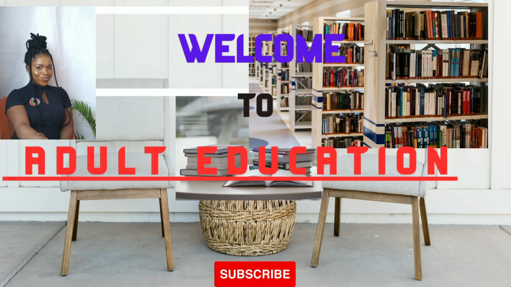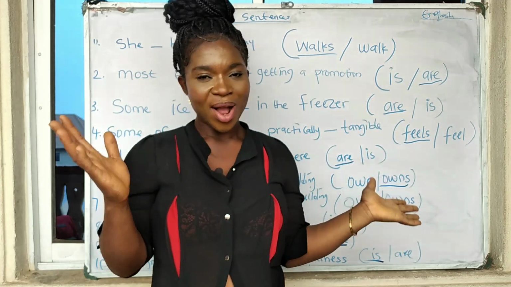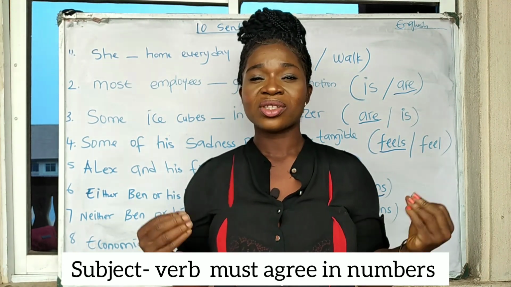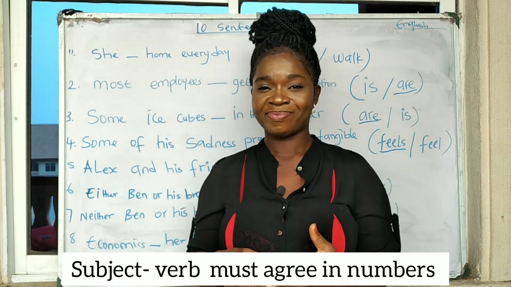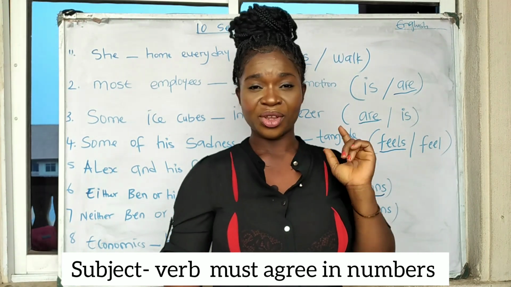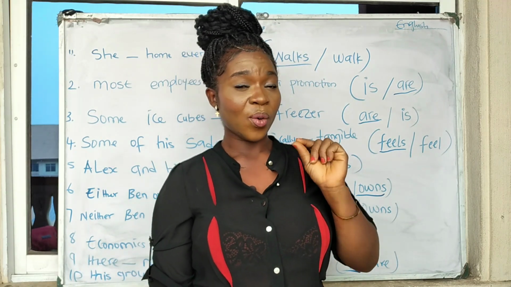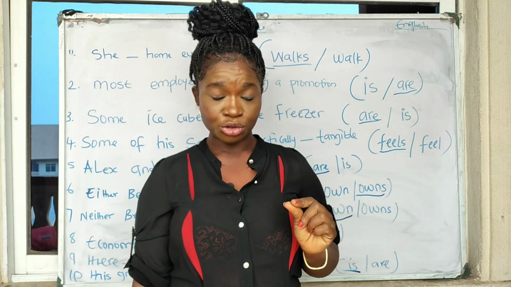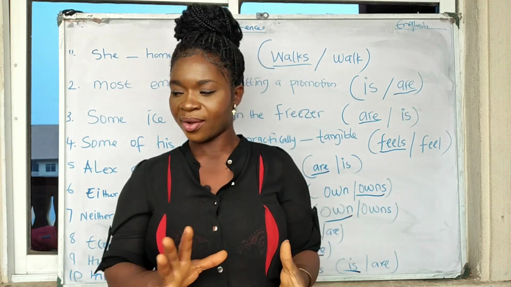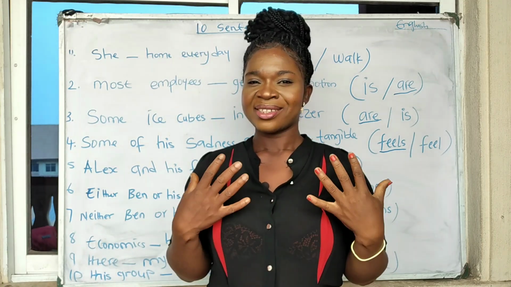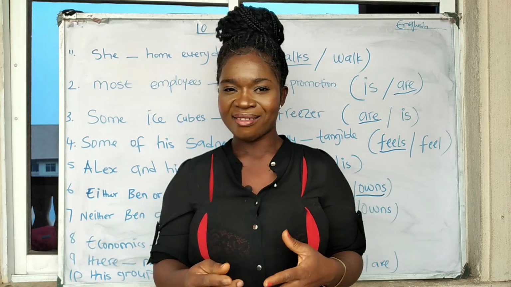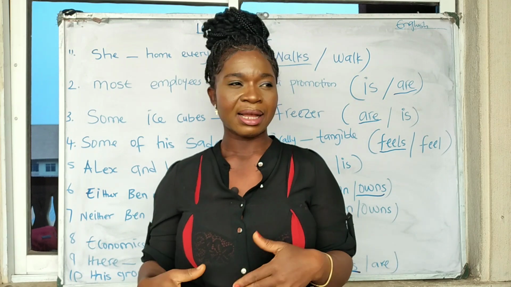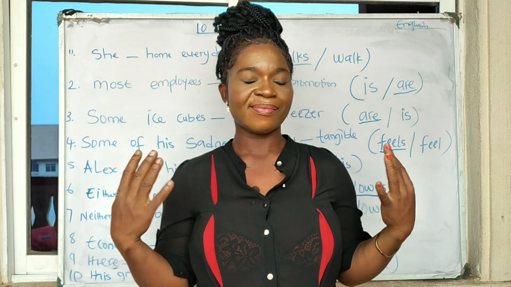Welcome back. So rule number 1 states that the subject and the verb must always agree in number. Yes, this implies that if you have a singular subject, your verb should equally be a singular verb. It also states that singular verbs always carry s at the end. For example, you have goes, comes, cleans, runs, and all that.